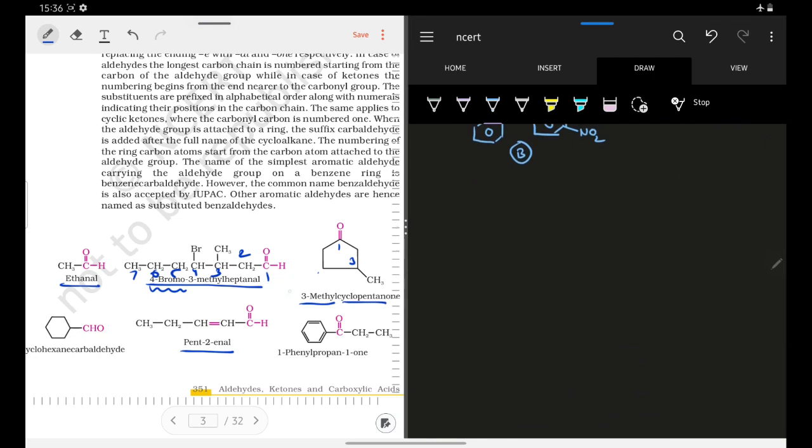Your answer would be aldol condensation, okay. We know that this is alpha and this is your beta. So what is the product of aldol condensation? The product of aldol condensation is an alpha beta unsaturated carbonyl compound. So this is an alpha beta unsaturated carbonyl.